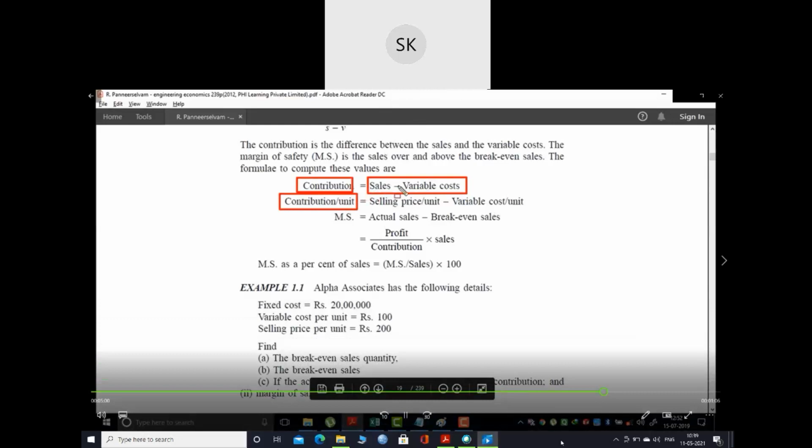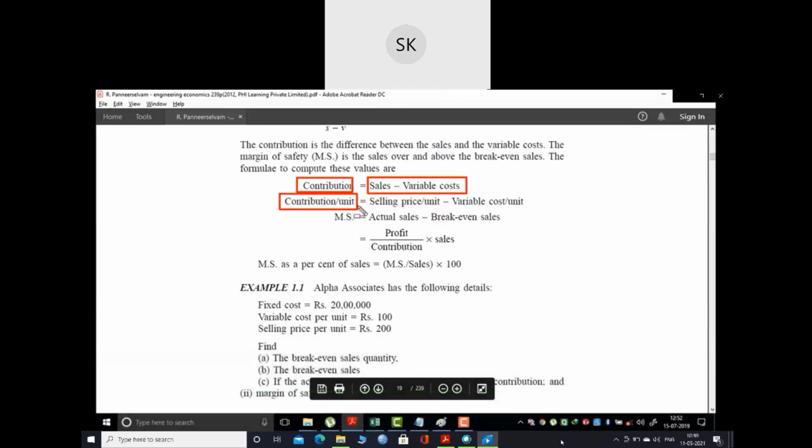So contribution is sales minus variable cost. So contribution per unit is equal to sales minus variable cost upon unit, which can be selling price per unit minus variable cost per unit. And this is margin of safety. MS means margin of safety, which is equal to actual sales minus the break-even sales. So actual sales minus break-even sales gives the margin of safety.